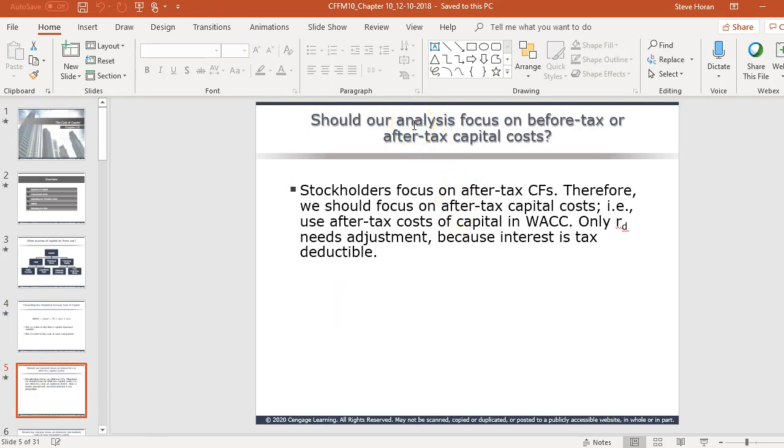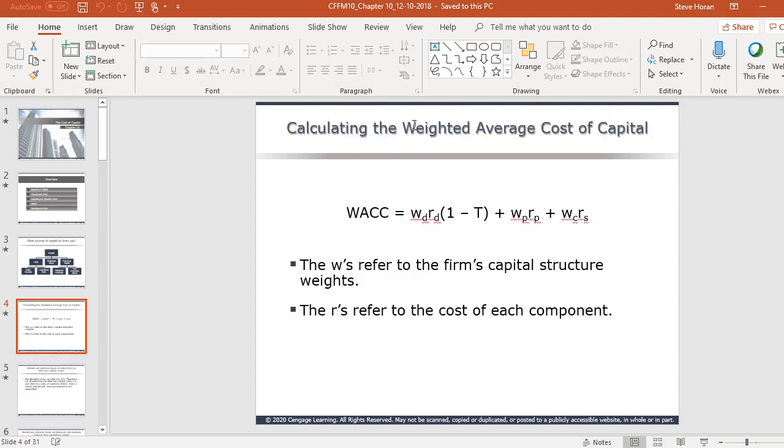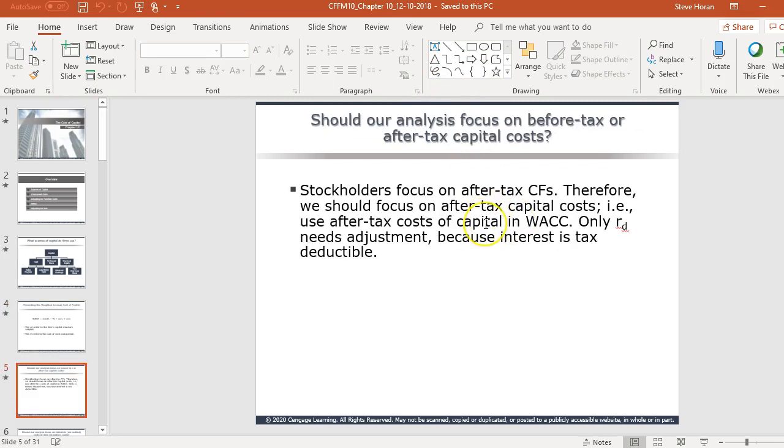Now, it asks in the book, in some of the first few pages of the chapter, do we focus on before tax or after tax? And the key is we always focus on after tax. So when we talk about cash flows in finance, we always talk about after-tax cash flows. And so we always focus on after-tax cost of capital. Now, however, of the three main components, only one of them has the 1 minus T, and that was debt. So debt is the only one that requires an adjustment for tax because interest is tax deductible.